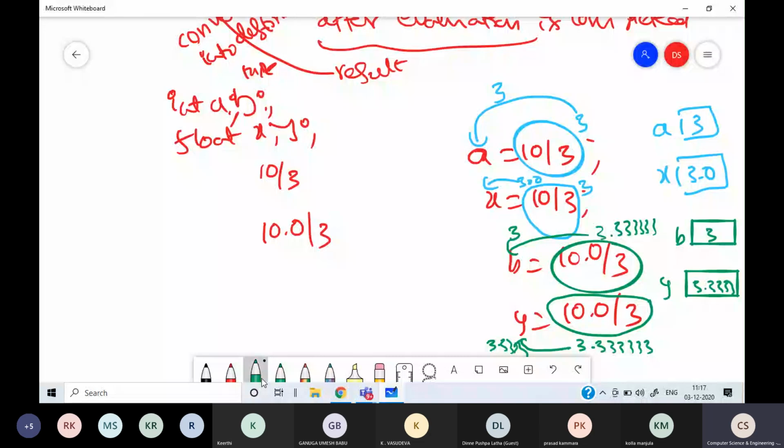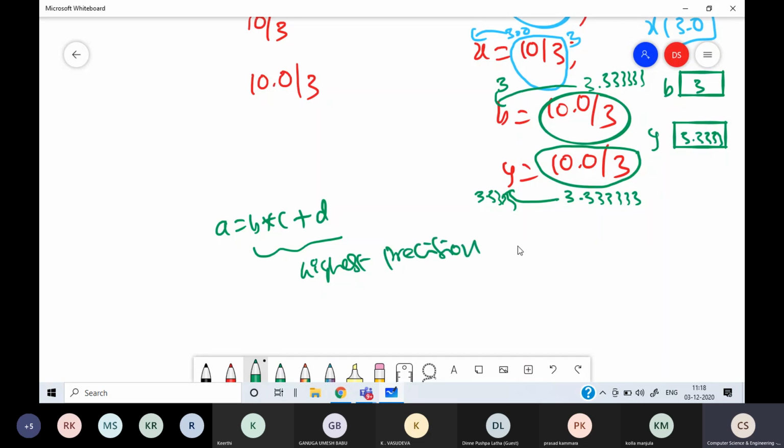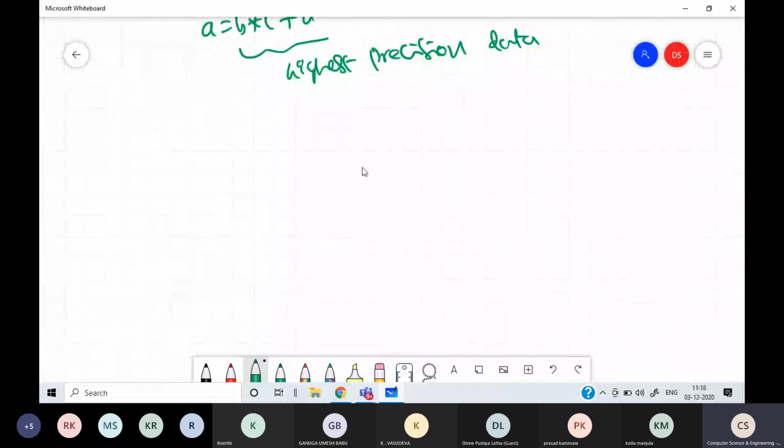The point I forgot to tell in arithmetic expressions is this: when I build an arithmetic expression, like A equals to B into C plus D, and I have multiple operands of different types, all these operands will be converted into the highest precision data type. I should have given this with arithmetic operations. It is converted into the highest precision data type, then evaluated, and then finally converted into the destination data type and moved.